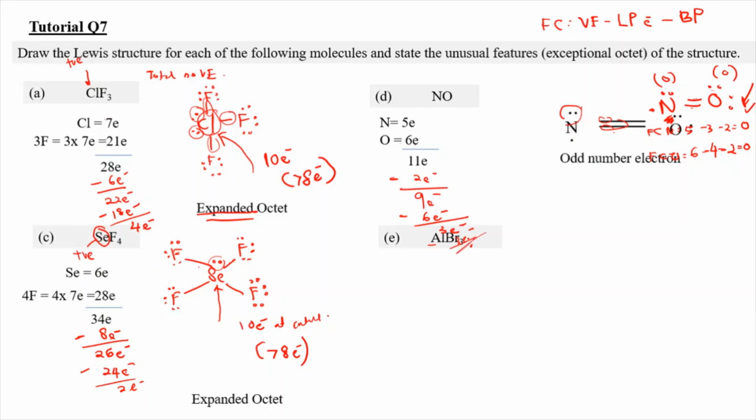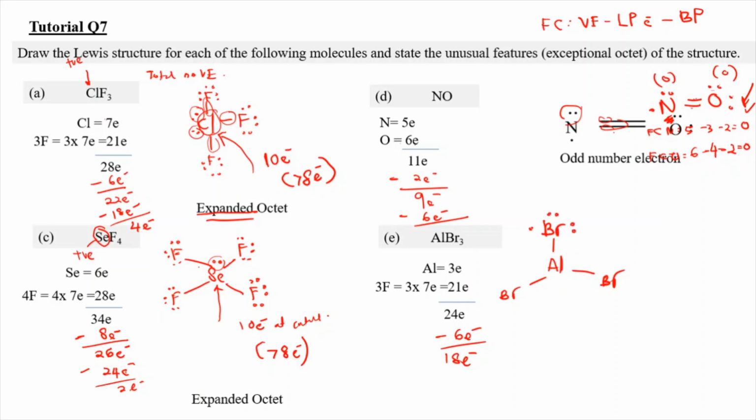Now we're going to look into the next question, which is AlBr3. So for AlBr3, the same thing, we need to count the total number of valence electrons first. So aluminium has 3, 3 Br is going to be 3 times 7, 21, and the total number is going to be 24. So between Al and Br, Al is going to be more electropositive. So Al, and then it's going to attach with 3 bromine. Okay, so minus 6, we have 18 electrons.